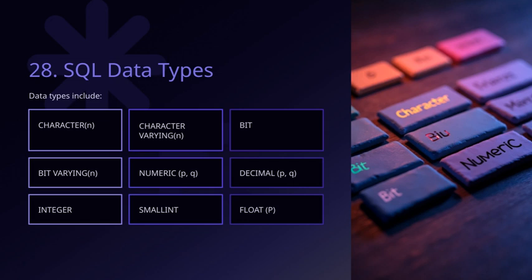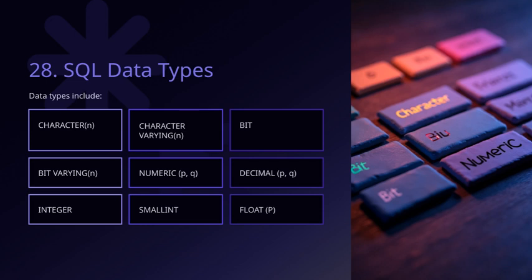First up, we have float, which is used for approximate numeric values and is typically used when you need to handle real numbers with decimal points. The P in parentheses indicates precision, but it's optional depending on your specific needs. Next, we see decimal, which is also for exact numeric values with decimal points, and it requires specifying both P and Q, where P is the total number of digits, and Q is the number of digits after the decimal point. Moving on, we have bit, which stores binary data, essentially a series of zeros and ones.